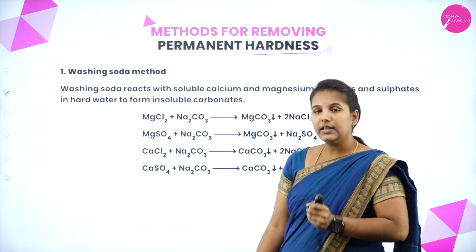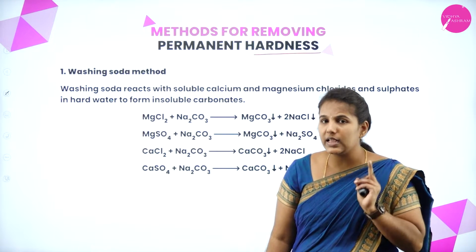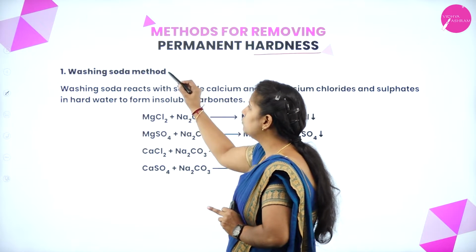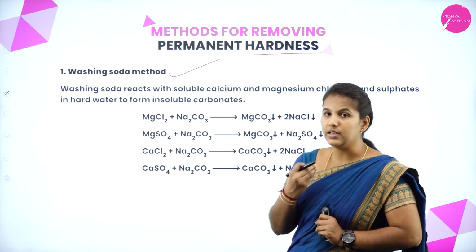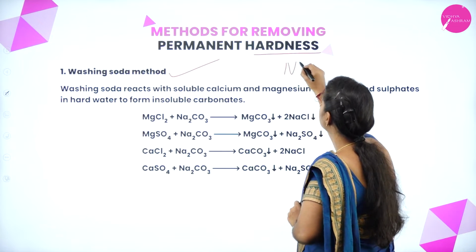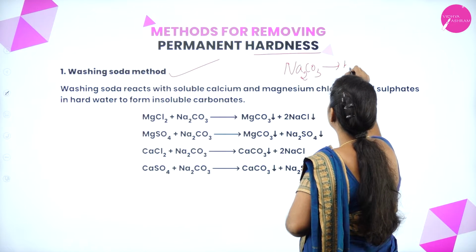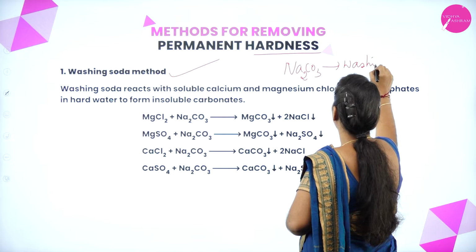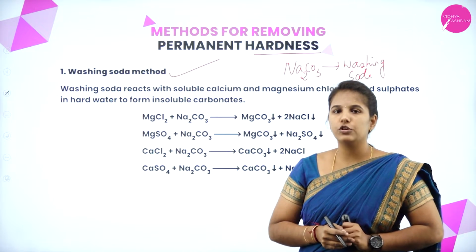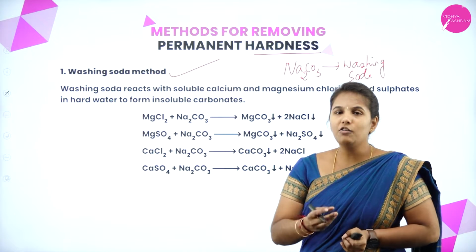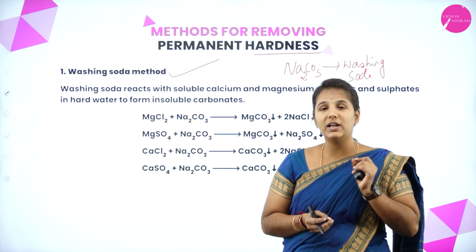The method for removing the permanent hardness. In the permanent hardness of water, the hardness can easily be removed by using the washing soda method. We know what washing soda is, which is nothing but sodium carbonate. Sodium carbonate is also known as what? Washing soda. How, by using washing soda, can we remove the permanent hardness of the water?